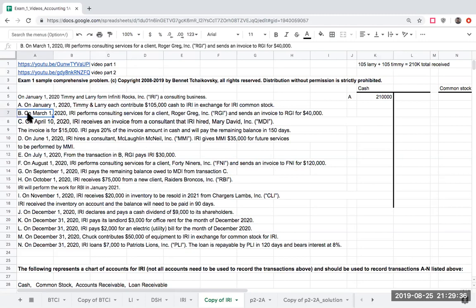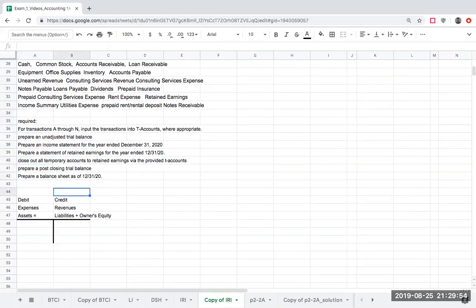Okay. Letter B: I perform consulting services for a client, Roger Gregg Inc., and I send an invoice to them for $40,000. So I've performed services. When I perform services, what do I need to recognize? Debit, credit. What do I need to credit? If I've performed services, what do I need to credit?